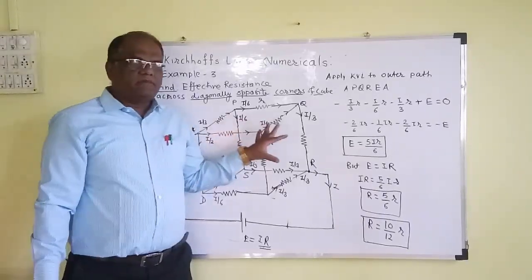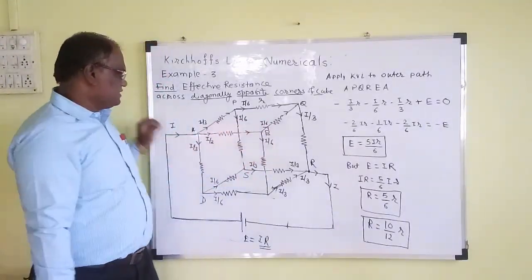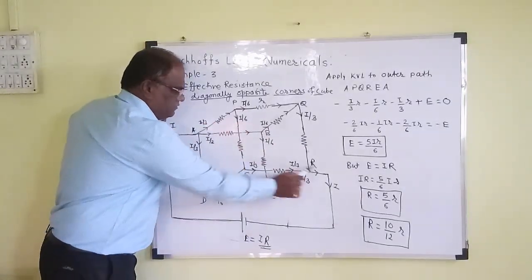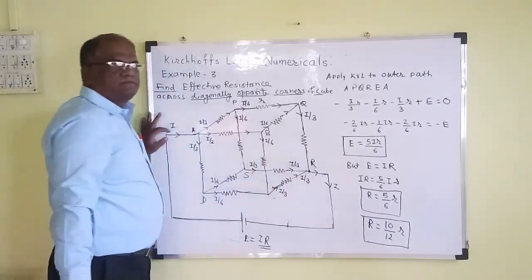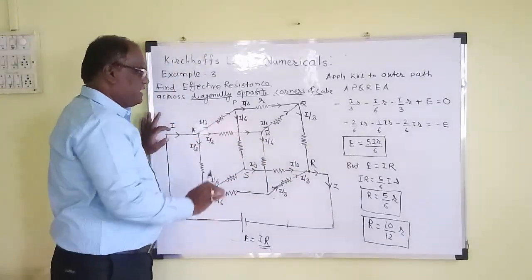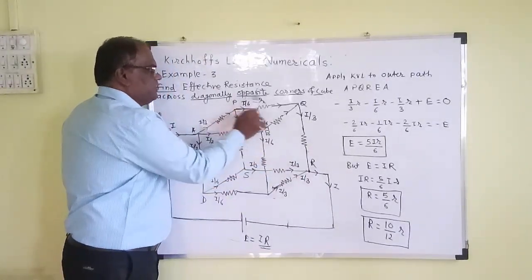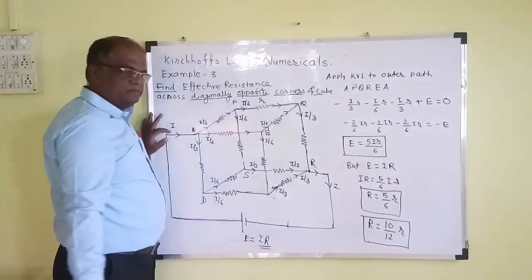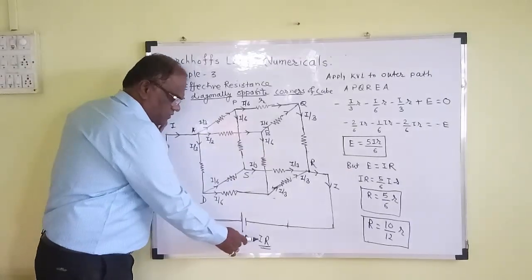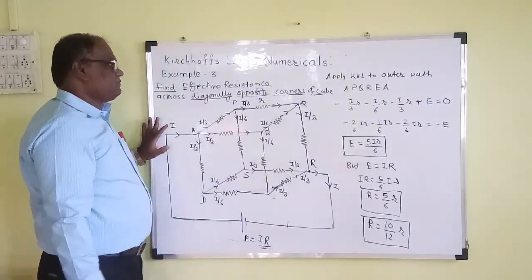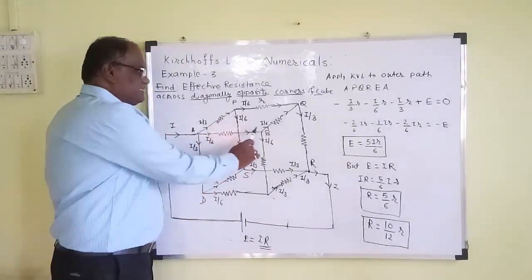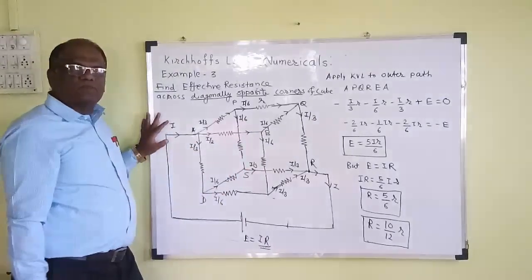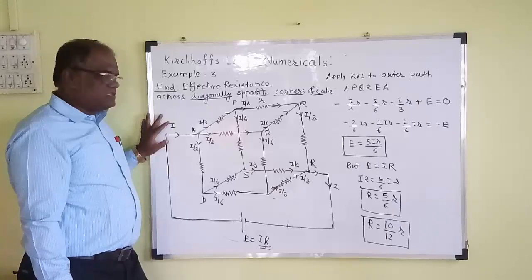In order to find the effective resistance, let us suppose that a battery of EMF E is connected between these 2 points. Let us suppose that the effective resistance between the 2 opposite corners of the cube is capital R. Then E is equal to IR. Now in such a diagram, the distribution of current is most important. See how.